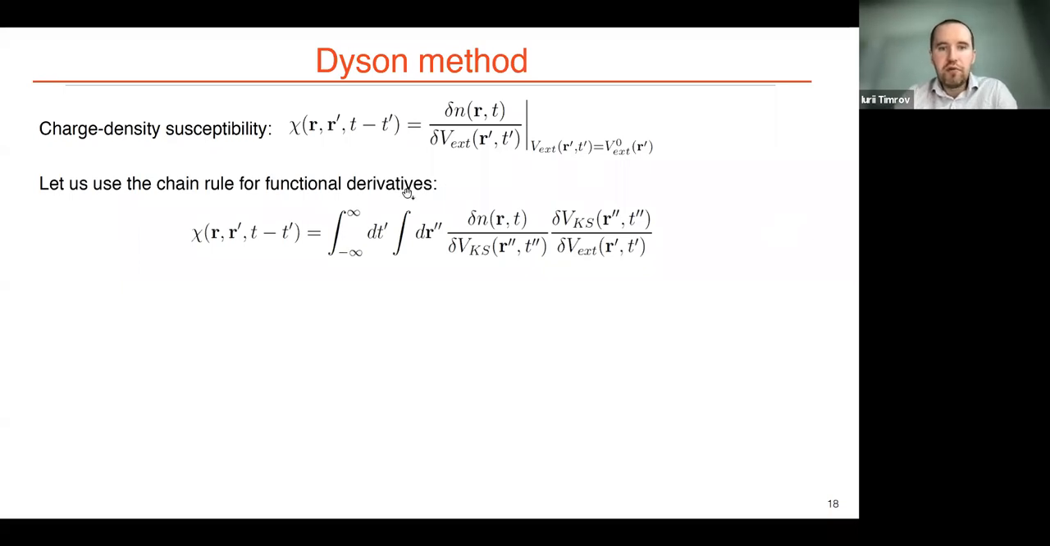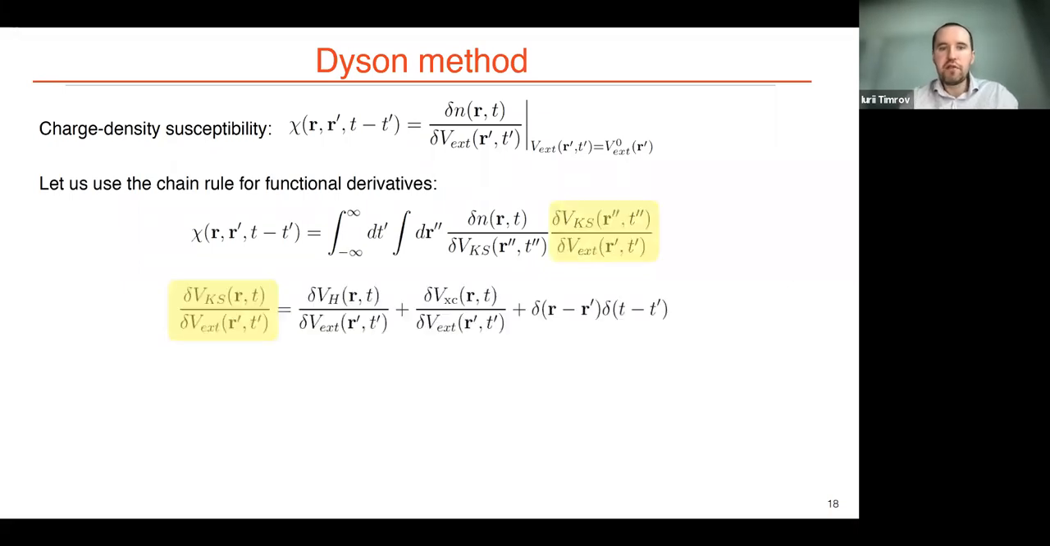Essentially, what we want to do is to say that this object, delta n over delta V external, can be written as delta n over delta V Kohn-Sham, times delta V Kohn-Sham over delta V external. So we see we introduced a derivative with respect to the Kohn-Sham potential. But this object is exactly the same as written on the first line. And of course, we have an integral over space and time.